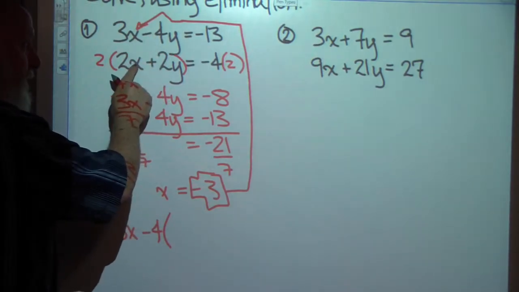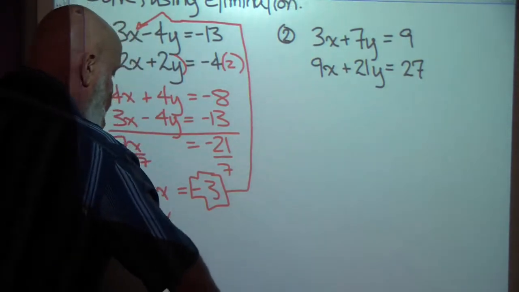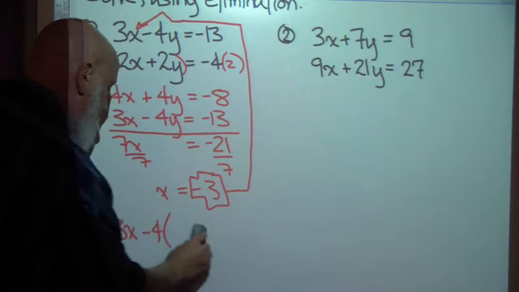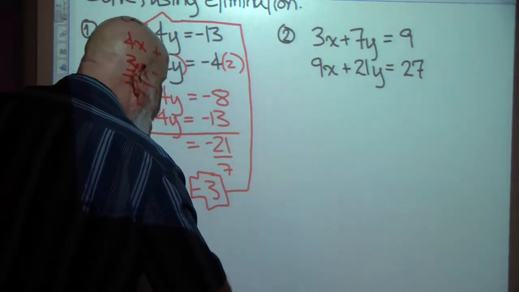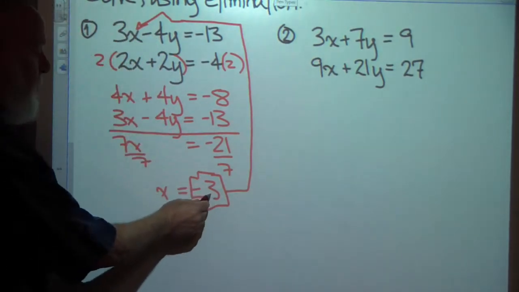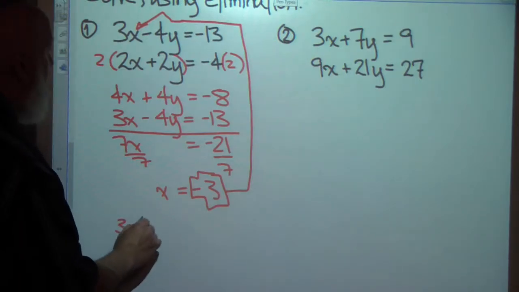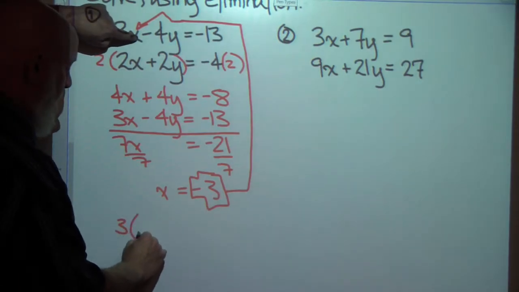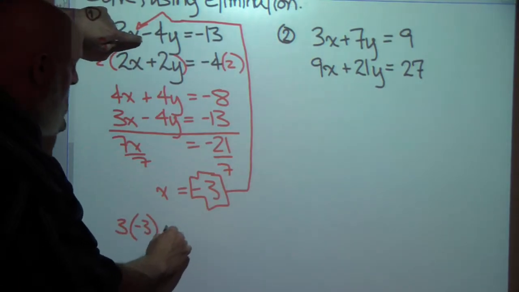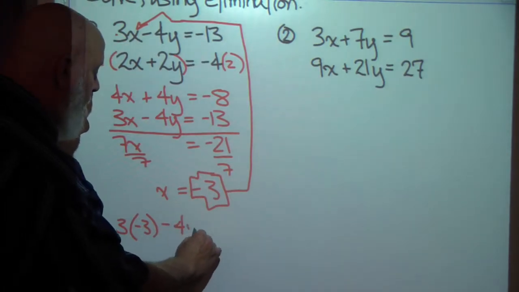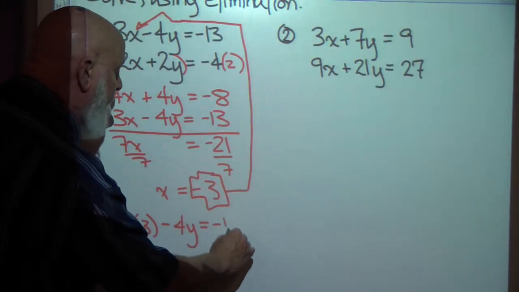And I could just as easily plug it into this value. So here we go. I'm glad I caught that early. This gives me 3 times negative 3, minus 4 times y is equal to negative 13.